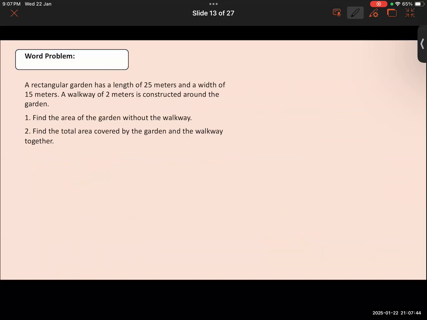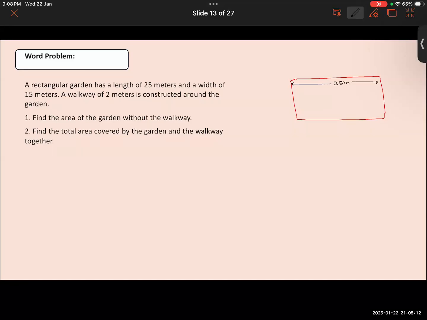Very good. Now we have got some word problems. The question is saying that there's a rectangular garden. So there's a rectangular garden and the length of this is 25 meter. So length is 25 meter. One minute. The length is 25 meter.